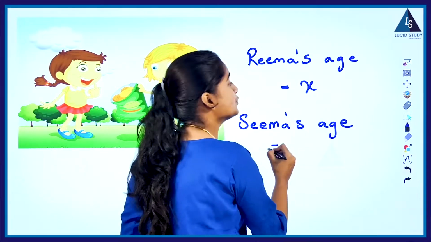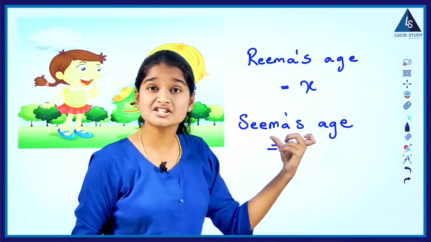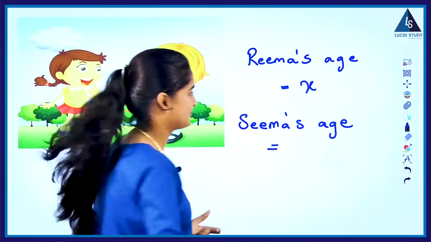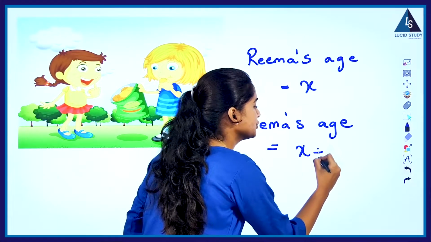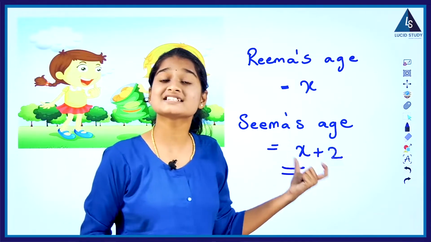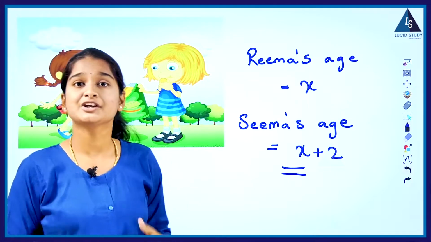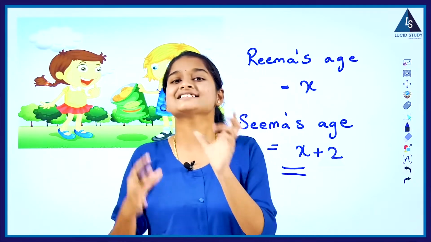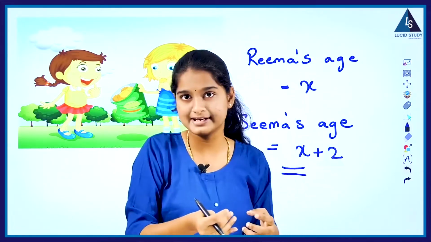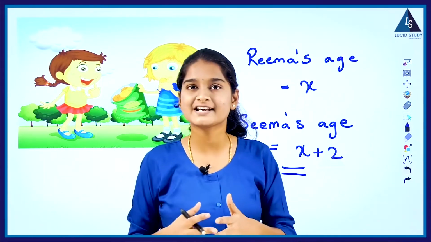Seema is 2 years older than Reema. Now to Reema's age, we have to add 2. What is Reema's age? X. Now I will add 2 to X. Now this is Seema's age, X plus 2. So this is how we use variables in our real life. What you have to remember always is that when there is an unknown quantity, we use variables. We use alphabets to represent this unknown quantity. Is that clear? I hope it's clear. Now let us move on.